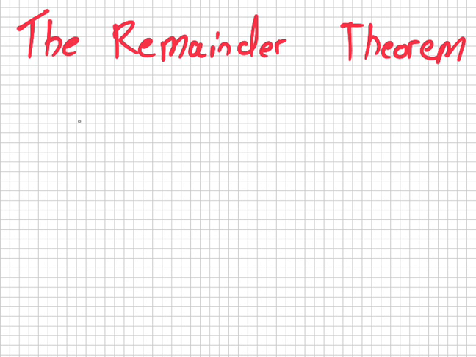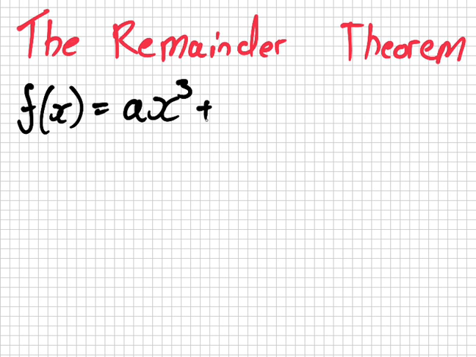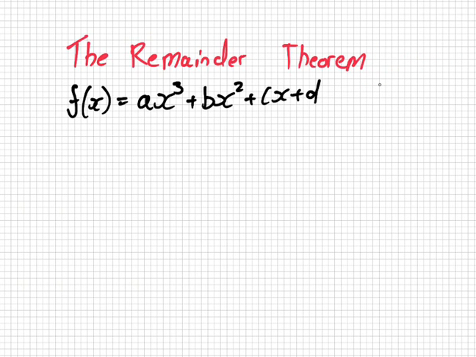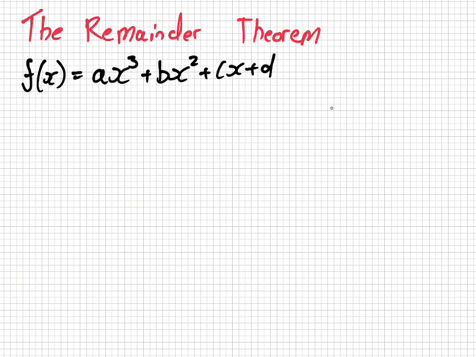Okay? So to start, f(x) is ax cubed plus bx squared plus cx plus d. And what's the name of this type? What's this one called? Well, yeah, but the power 3 here. Cubic. Okay. So we want to divide this cubic by, let's say, x minus k.